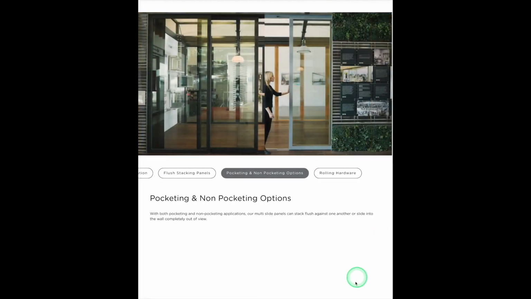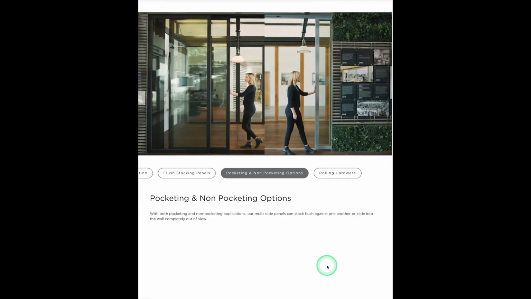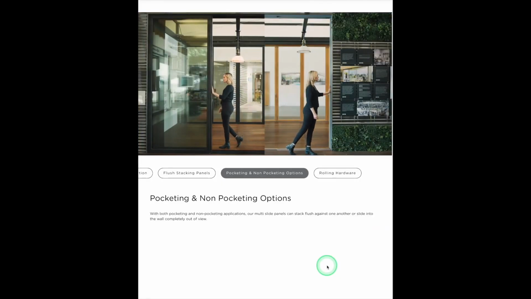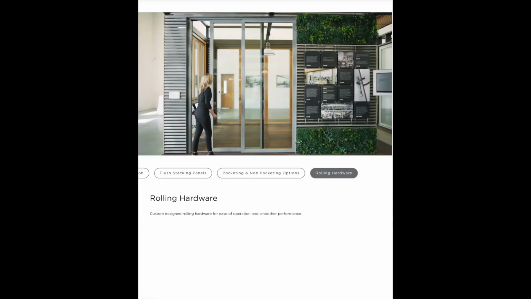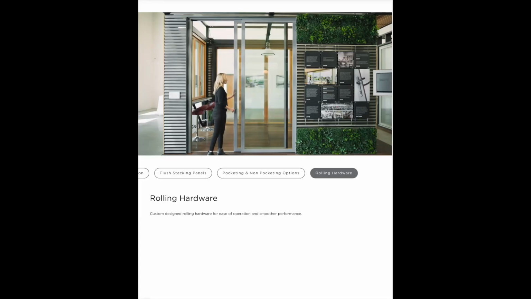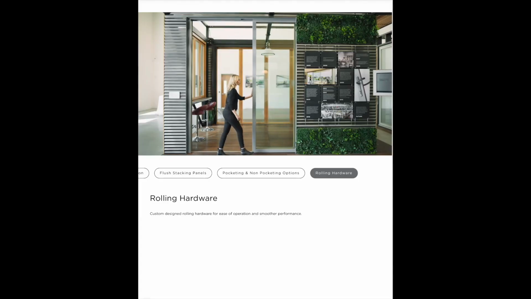What about a sliding glass door? Well, it is just that. It's a door that slides and it's made out of glass. We see these everywhere. Probably most homes have some type of sliding door. If not, this is what a sliding glass door looks like.